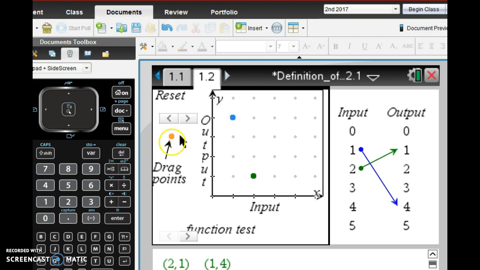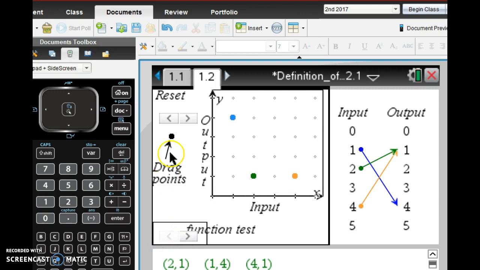So I can move it to there, and that maps from 1 to 4. I can move that to here. You can see that in this case, I'm also going from 4 to 1. So 2, 1, and 4, 1. They share the same range value. We haven't talked about this, but let's talk about a function. So if we test it, yes, it is a function.